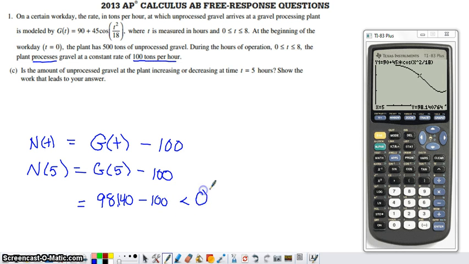It doesn't really say to find the value of this. It wants to know if the unprocessed gravel is increasing or decreasing at t equals 5. Well, since the rate of change of the unprocessed gravel at this plant is negative at 5, we know that the amount of gravel is decreasing. It's arriving less quickly than it's being processed. And so the amount of unprocessed gravel at the plant is decreasing at t equals 5.